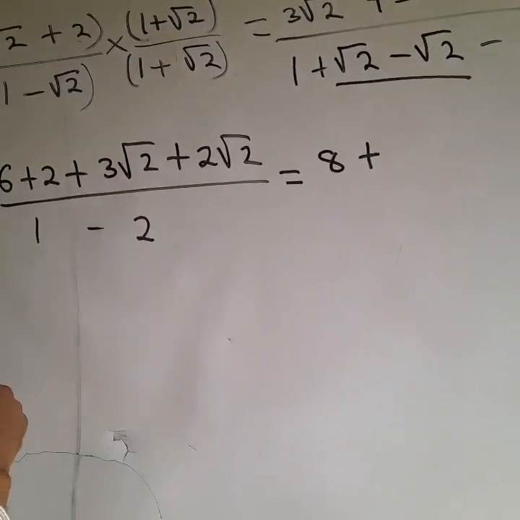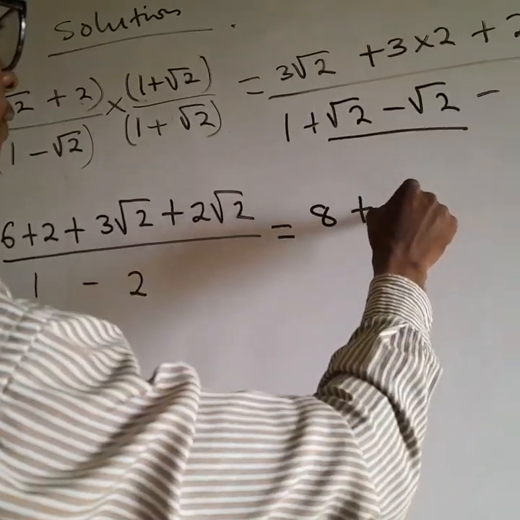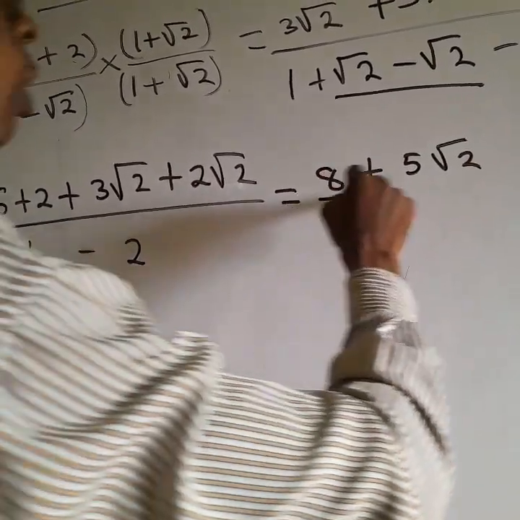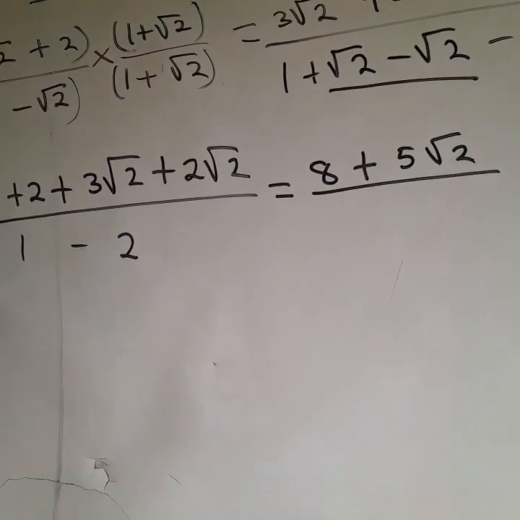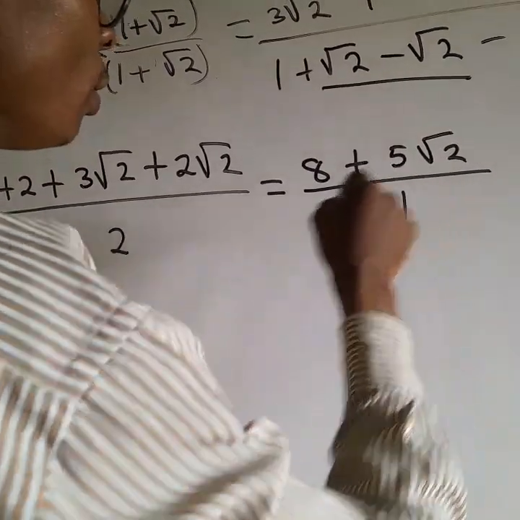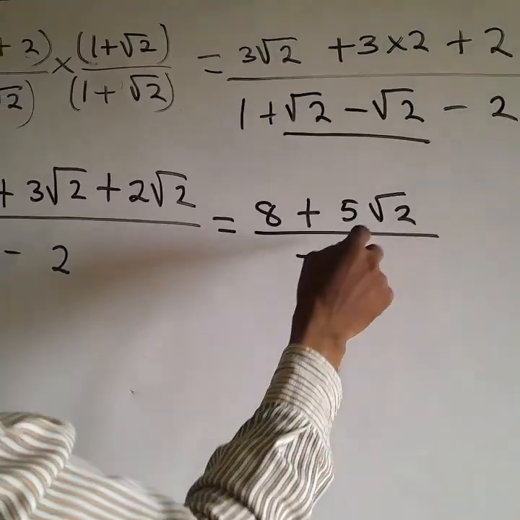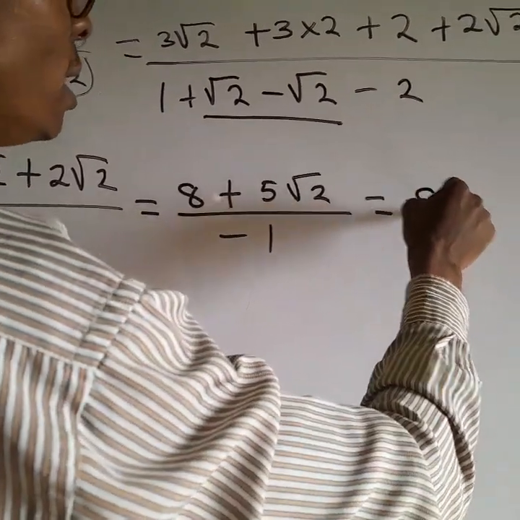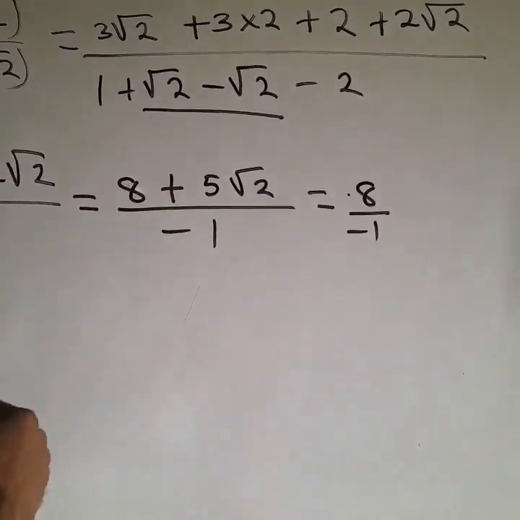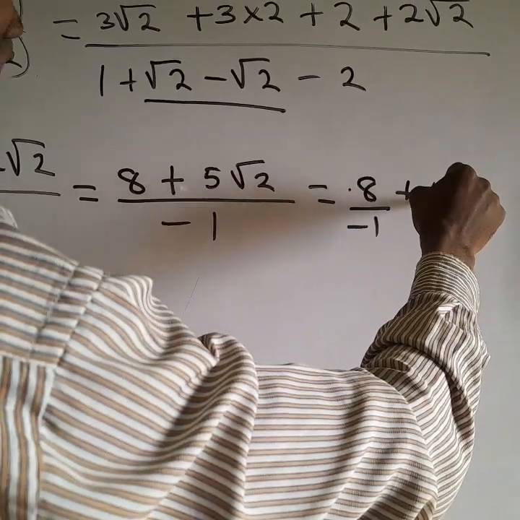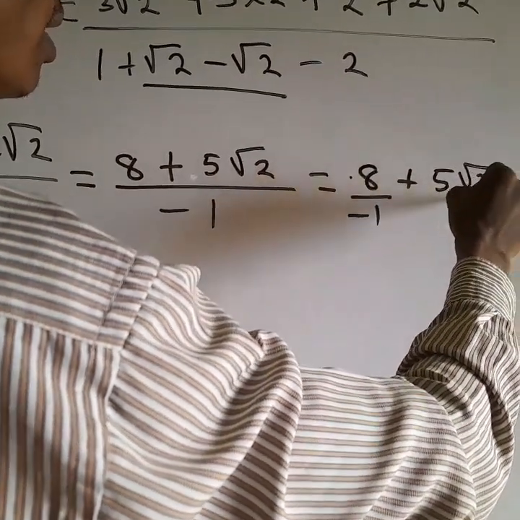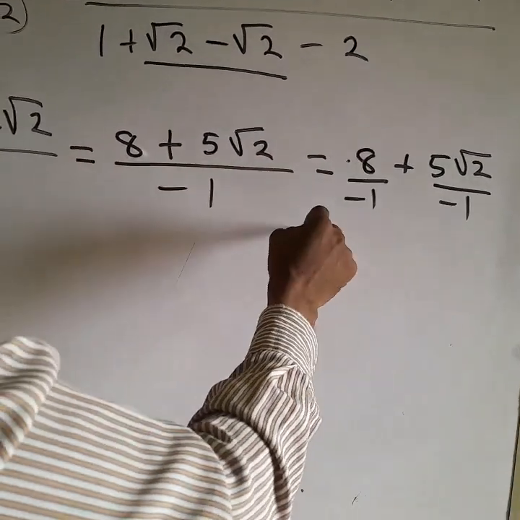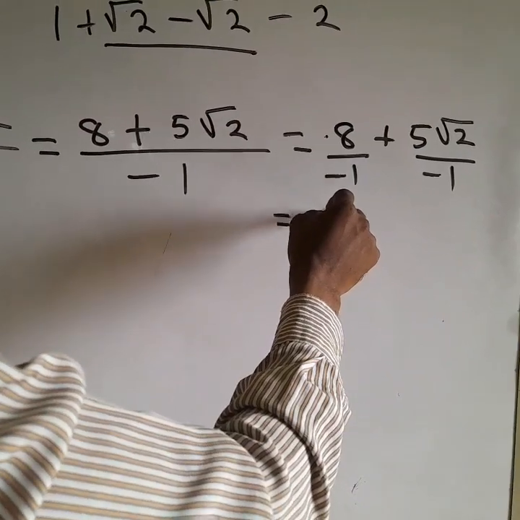3 root 2 plus 2 root 2 will give us 5 root 2. Or divide by 1 minus 2 will give us minus 1. Of course, we will further express this as 8 divided by minus 1 plus 5 root 2 divided by minus 1. Here is plus. Plus divided by minus will give us minus 8.